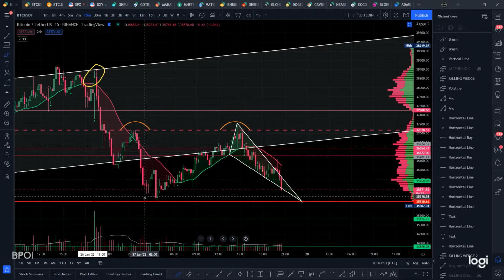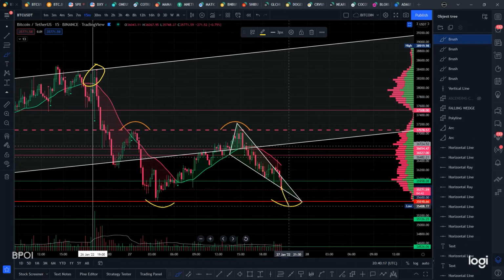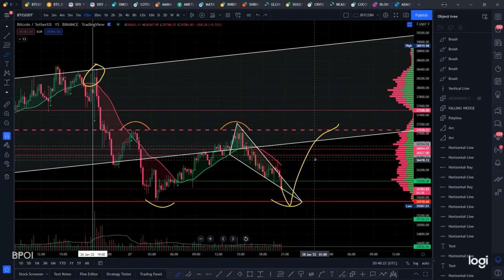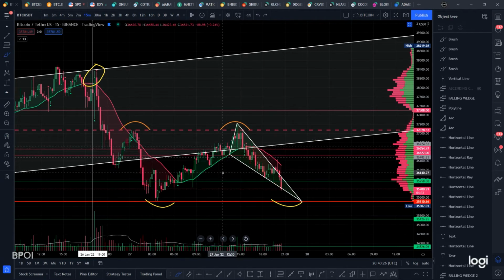So right now what I'm looking for is, are we going to bounce in this area? So 35,510, are we going to see a bounce in this area and then just confirm this double bottom theory, and possibly see another reversal coming in, but I'm not too sure at the moment.